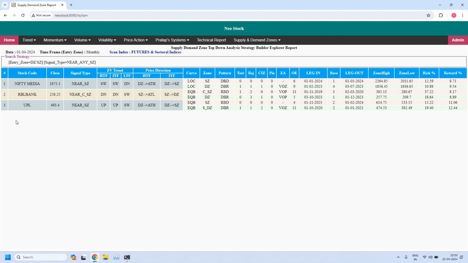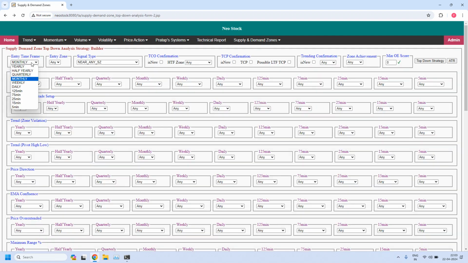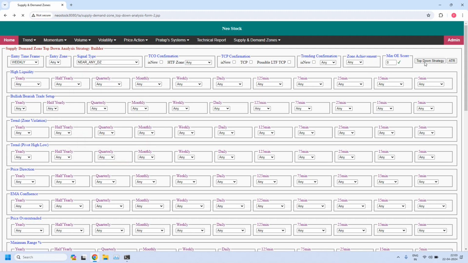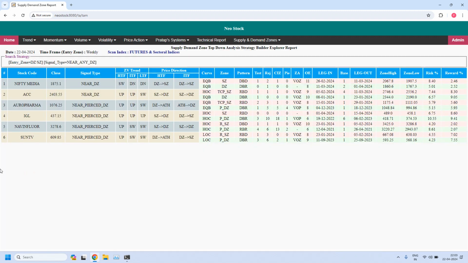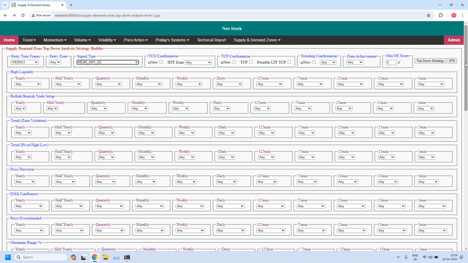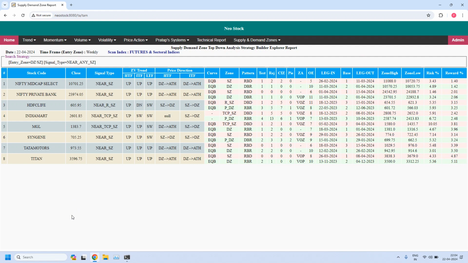Going back, changing the time frame to weekly, let us find the stocks near weekly demand zone. These 6 stocks are filtered near to the weekly demand zone. Let me go back. For weekly time frame, let us find the stocks near weekly supply zone. These 8 stocks are filtered.